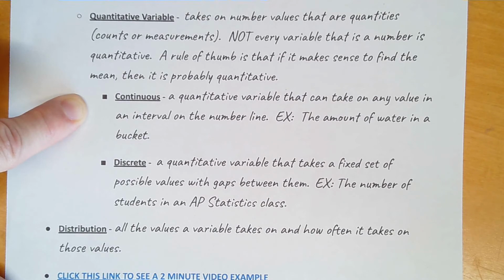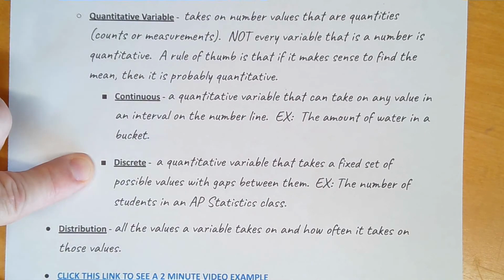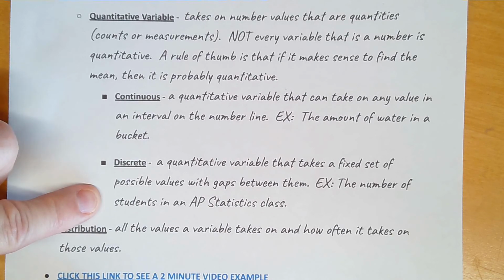And then the difference between that and discrete is a discrete variable is a quantitative variable that takes a fixed set of possible values with gaps between them. So for example, the number of students in an AP statistics class, right? So you could have 20 students in an AP statistics class, or you could have 25, or you could have 24, or 32, or 19, or 10, right? But you couldn't have 10.5 students or 21.2 students in an AP statistics class. So there's gaps between the possible numbers in the data set.